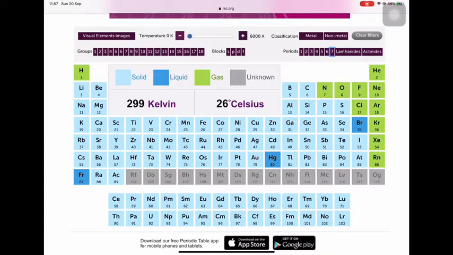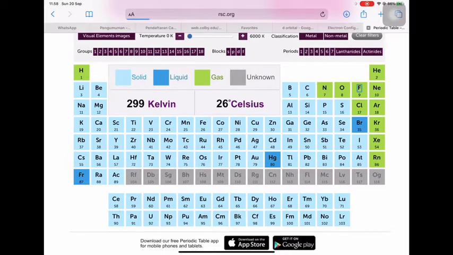Some of them are also liquid, like bromine, Br, Hg, which is mercury, and Fr, which is francium. And also some of them are gas. We can see them in green over here, and some of them are also unknown because they are not very stable. So from this particular table you can learn a lot.